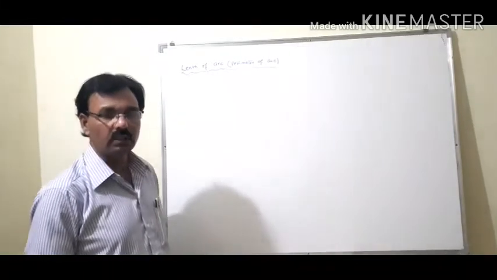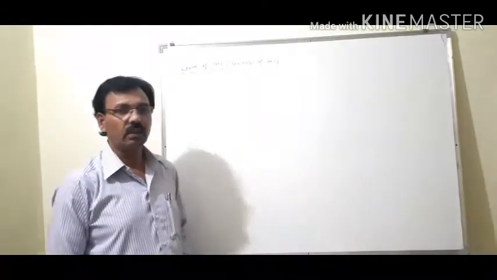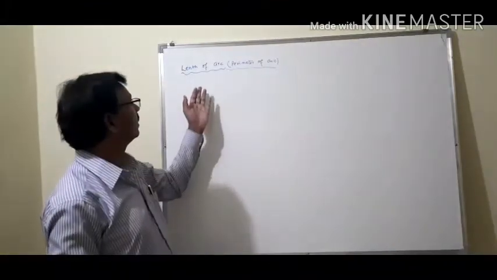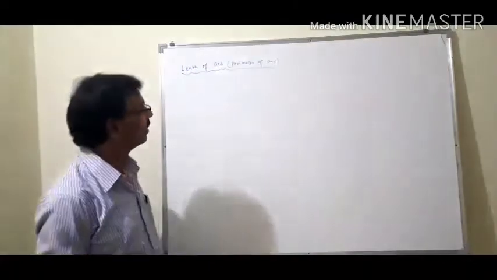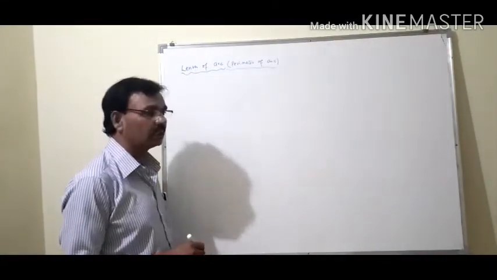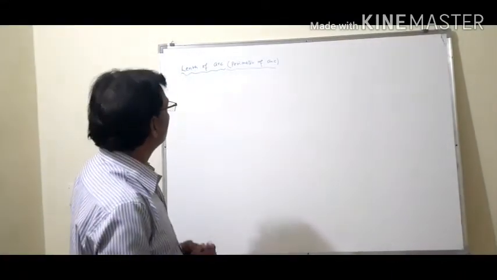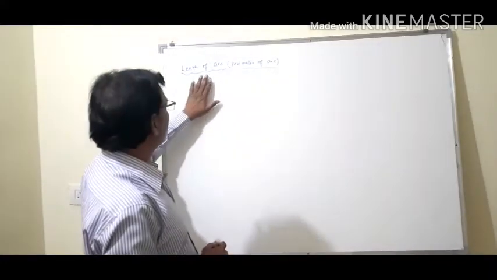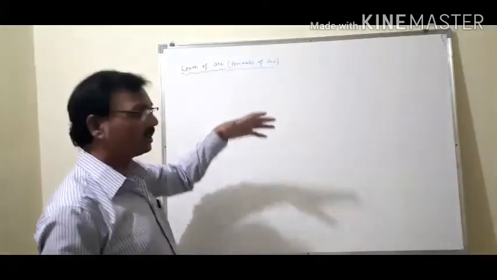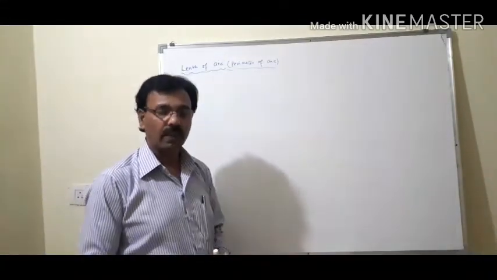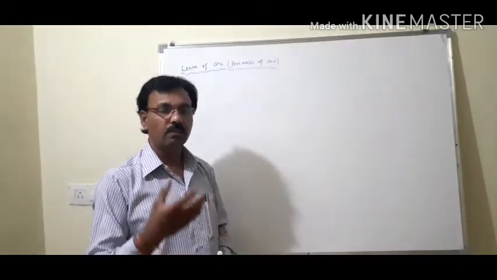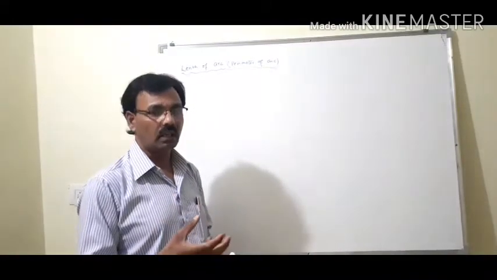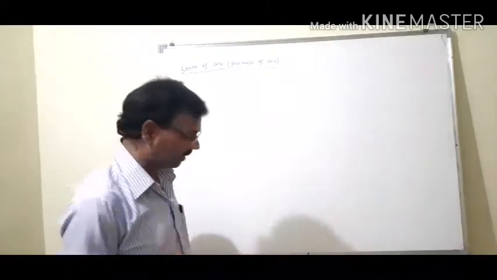Hello students, in this video we will discuss the perimeter of an arc, or length of an arc. Both are the same thing. What is the perimeter and what is the length of an arc? Before understanding this, we first try to understand what is the perimeter or circumference of any circle and what is the meaning of perimeter or circumference of any arc.